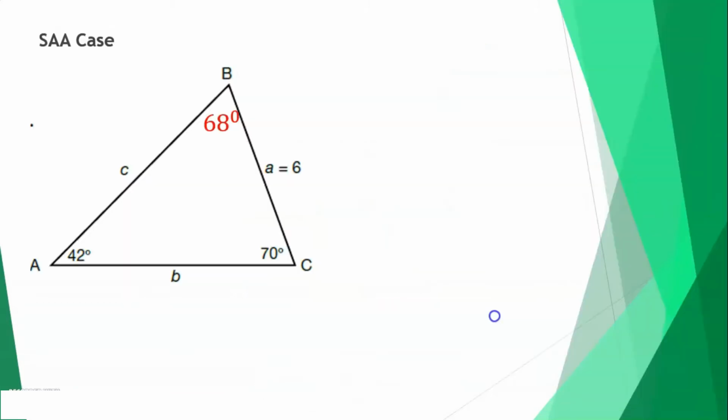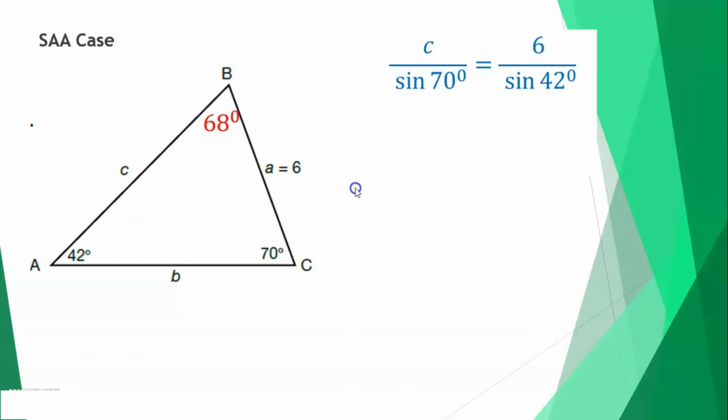Okay, another given. In this one, you're given here angle A is 42 degrees, angle C is 70 degrees. To find the missing angle, that would be 180 minus 42 minus 70, which becomes 68 degrees. So at this point, we can solve for c. So c over sine C is equal to a over sine A.